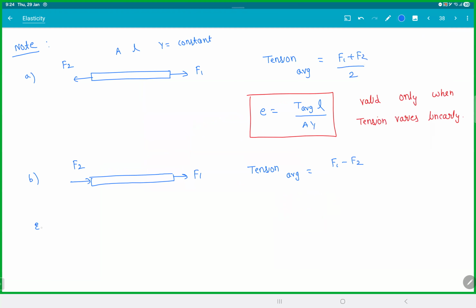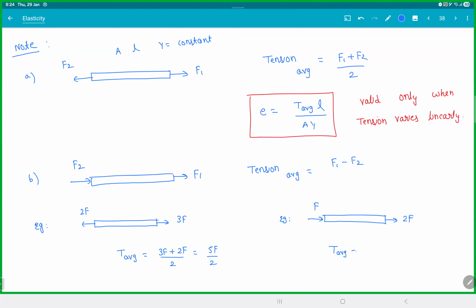So just to give an example, suppose you have a rod here, and let's say you're applying 2F and F, the same question which we did. But yeah, the elongation was different. Let's say this is 3F and 2F. T average will be (3F plus 2F) by 2. Be careful, huh? If both are pulling, tension will increase. But if someone is pulling and someone is pushing from the back, then in this case, the T average will be (2F minus F) by 2.